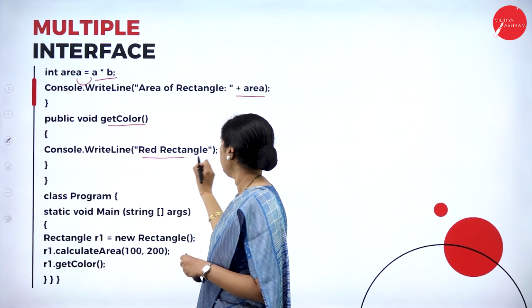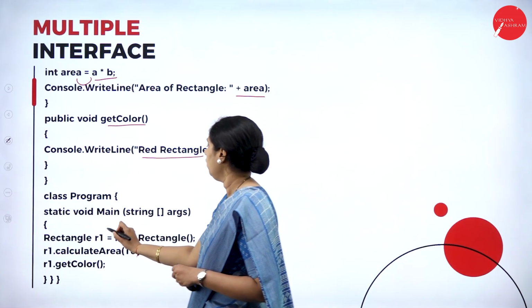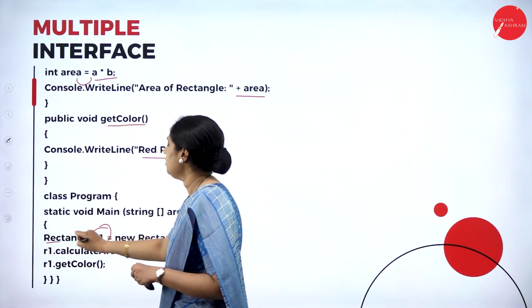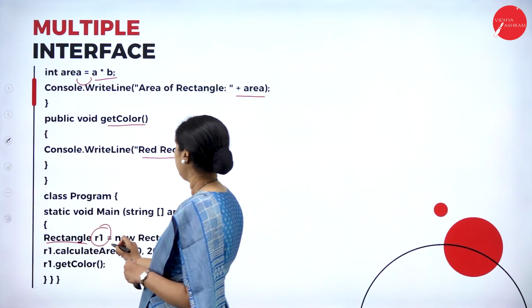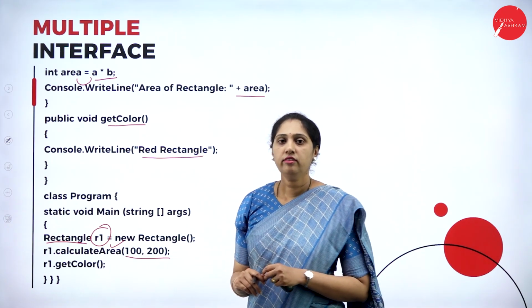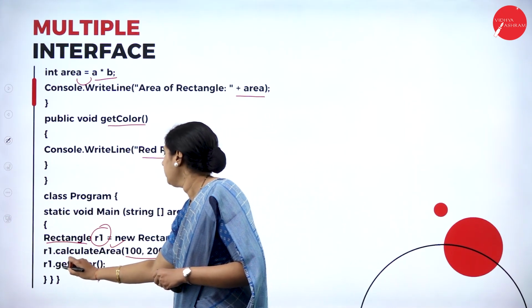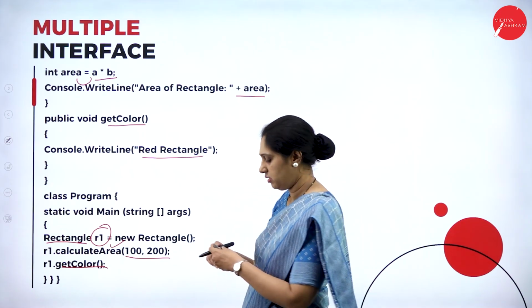So, we are displaying a message, it is a red rectangle, and we are creating an object for, what is this? Rectangle, it is a class. Then call the method CalculateArea, passing the arguments 100, 200. Then we'll call GetColor. Okay, this is multiple interfaces.